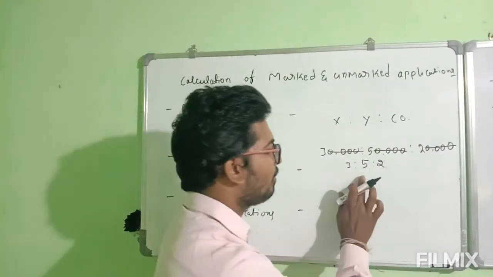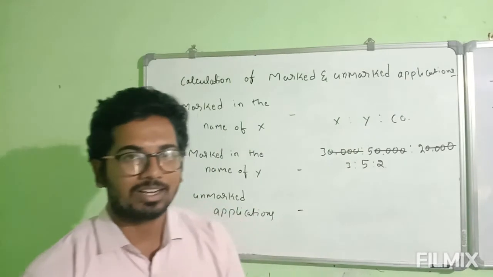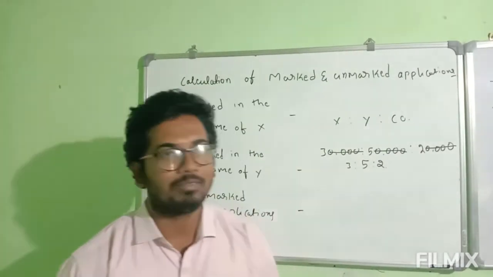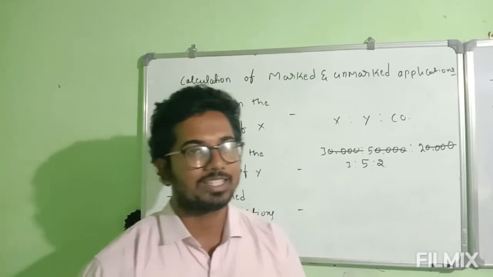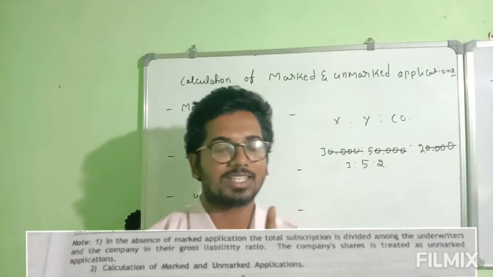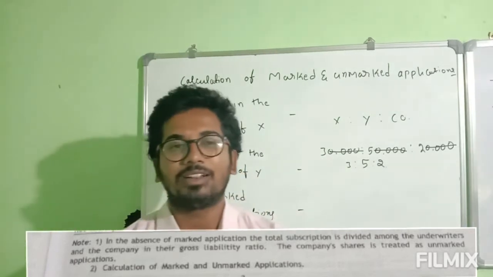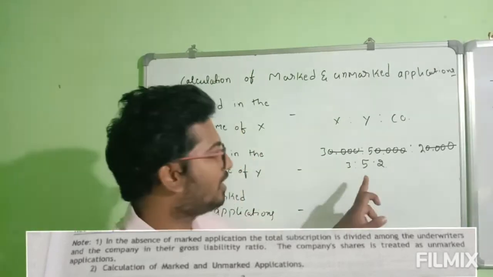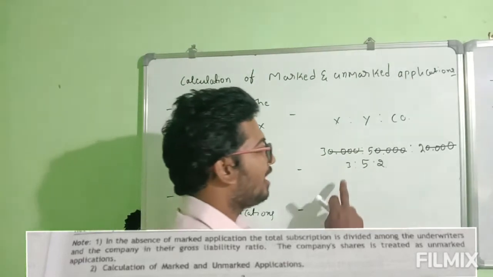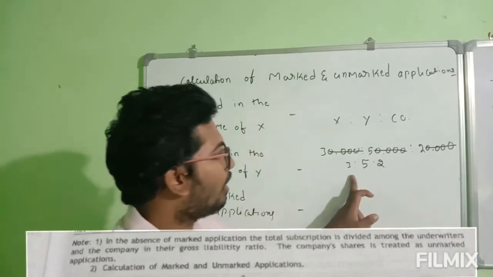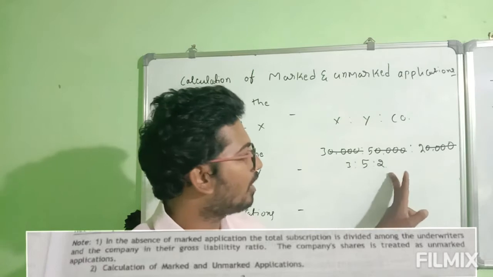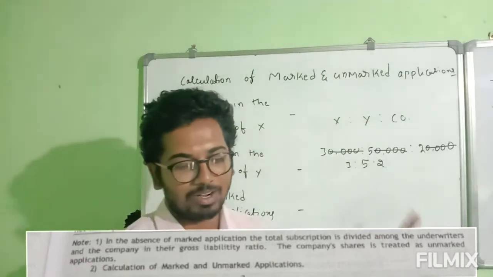So what should we do with this ratio? Whenever it is partial underwriting, the company is not given marked applications. What is the public subscription, or shares subscribed? That we should apportion in this ratio to find out marked and unmarked applications. When apportioned in this ratio, whatever X and Y get, we call marked applications. Whatever the company gets, we call unmarked applications.